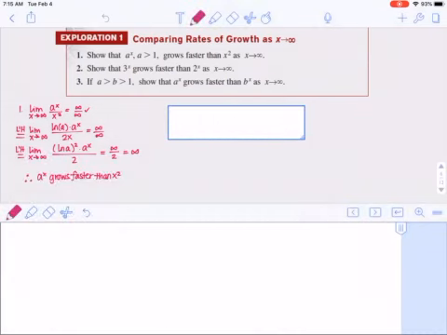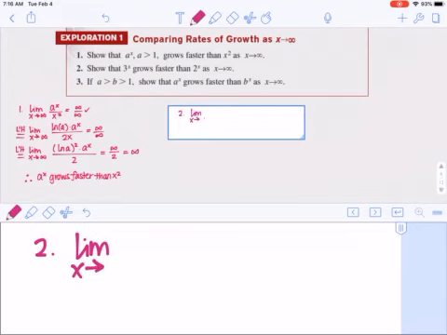For problem number 2, or exploration part 2, show that 3 to the x grows faster than 2 to the x as x goes to infinity. Take a second, just pause and see if you can set up and see if you are feeling stuck or not. So take a chance or take a try to see if you can figure out what's going on here.